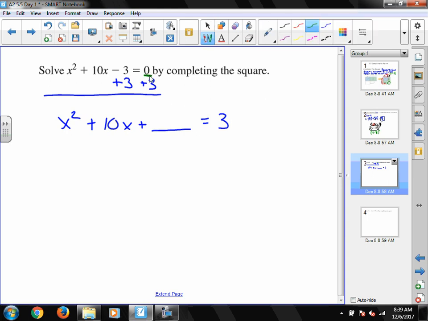Now, we need to find that c value right back where we were. So, b is equal to 10. So, b over 2 is equal to 5. And if I square that, I'm going to add 25 here, and that will give me a perfect square. And one thing, since you added 25 to the left side here, you need to add 25 to the right.